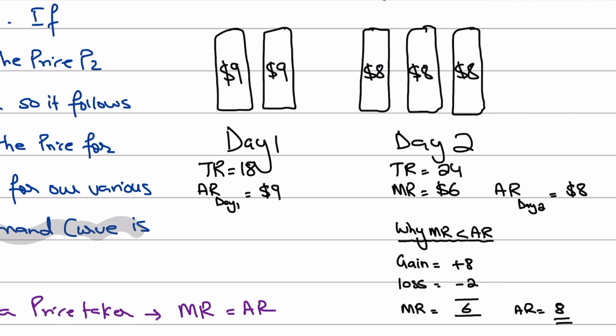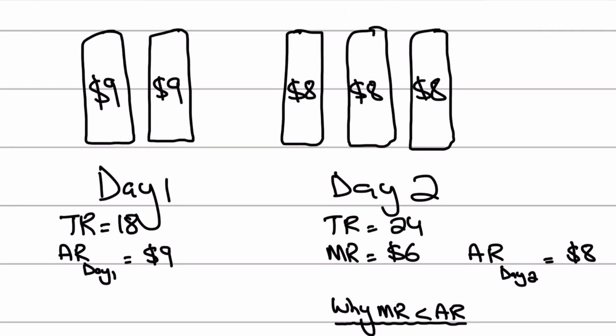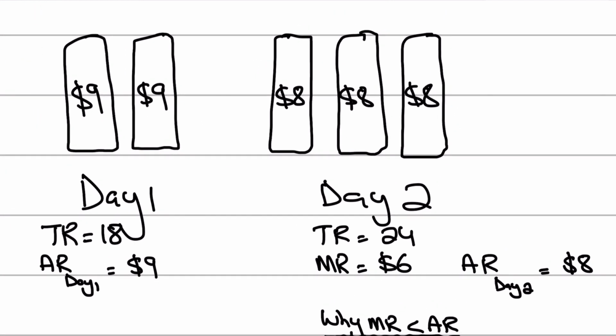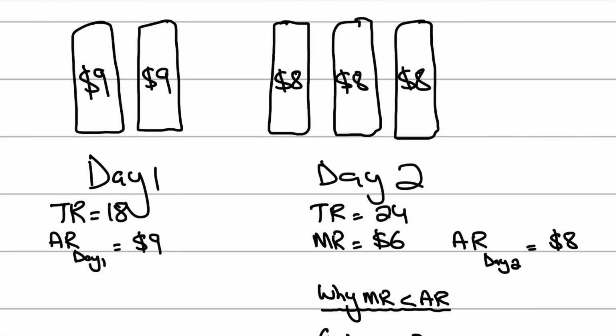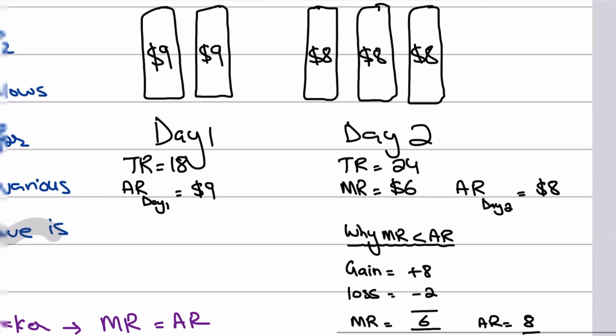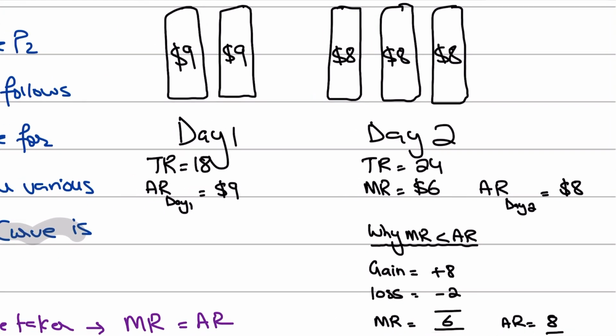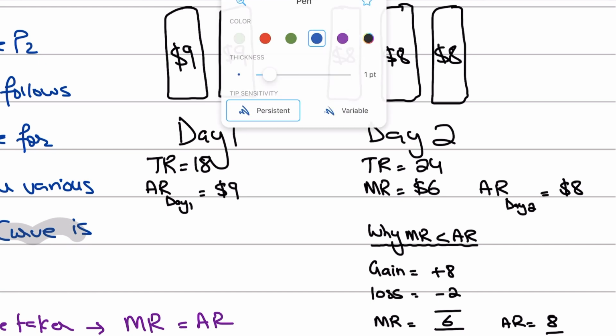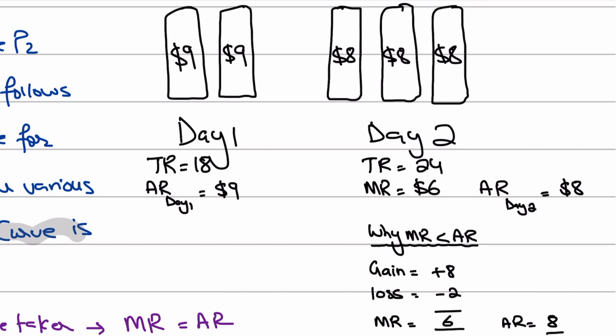The simple reason is that you need to understand what the average revenue on day 2 is. The average revenue on day 2 is $8. But if I were to ask you how much revenue you gained on the second day, you would say we gained $8, because we ended up selling one more unit, that is the third chocolate bar. When you sold it for $8, we gained $8, right?